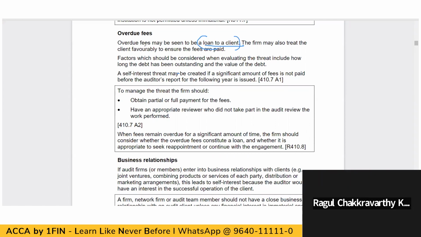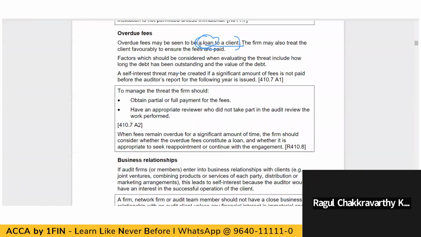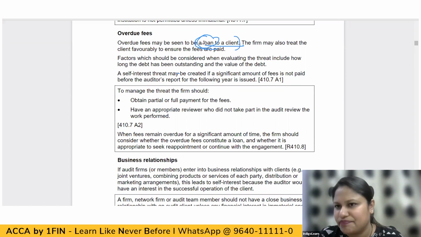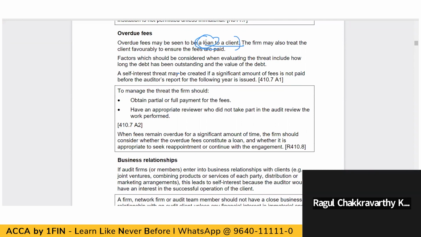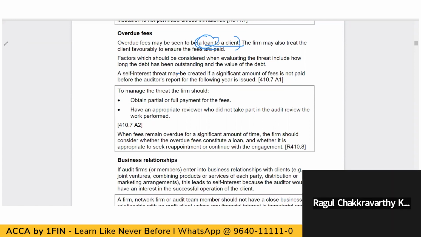Now, overdue fees may be seen as a loan. Obviously it becomes like a loan, right? Money is recoverable from the client, and anything that you recover from somebody is like a loan to them. Just now, in the previous session, we discussed loans and guarantees. So where you feel there is a kind of loan present, do not do the audit for the third year, because you will obviously be biased.